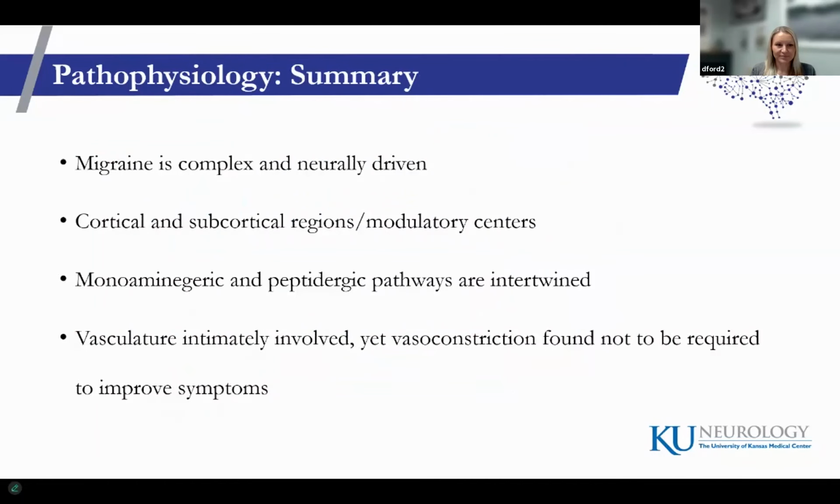Next. So again, migraine is complex and it's neurally driven. So we just looked at that. There are cortical and subcortical regions and modulatory centers involved. There are monoaminergic and peptidergic pathways intertwined, and that's where some of our drugs are going to come into effect later. And the vasculature is intimately involved, yet we've now found that vasoconstriction is not required to improve symptoms based on some of our new medications. Next.